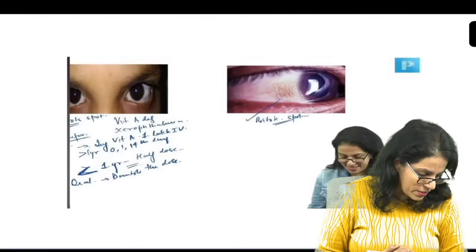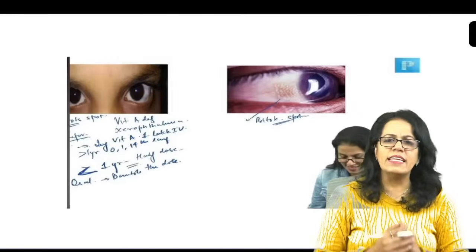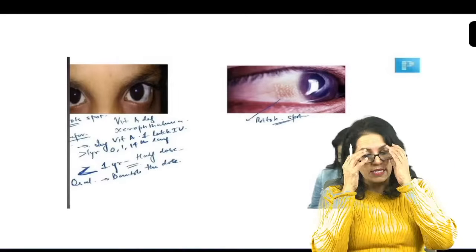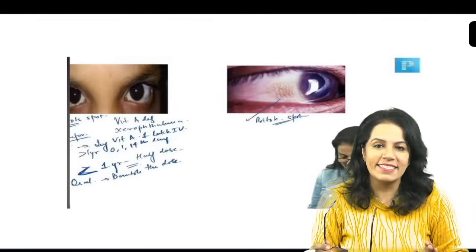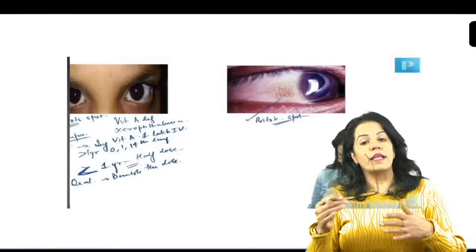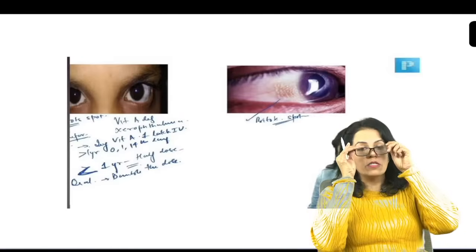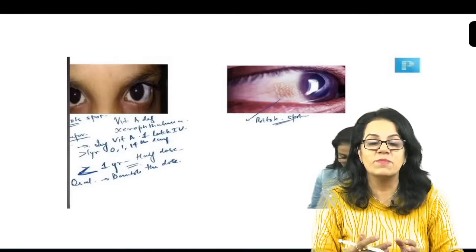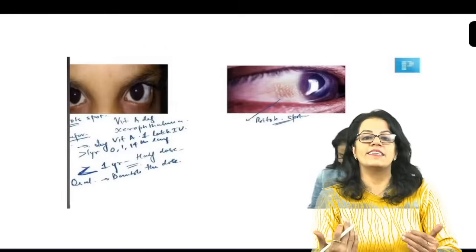Okay, so there was xerosis and follicular hyperkeratosis. Any xerosis, I think you all know this. Any conjunctival xerosis can be of two types. One is epithelial, one is parenchymatous. So parenchymatous means all the causes of scarring of conjunctiva come under parenchymatous xerosis.